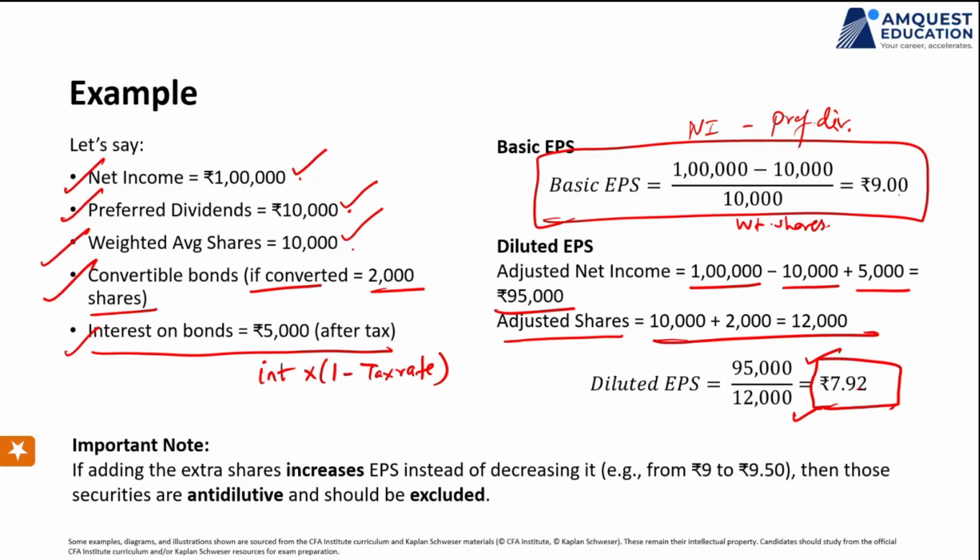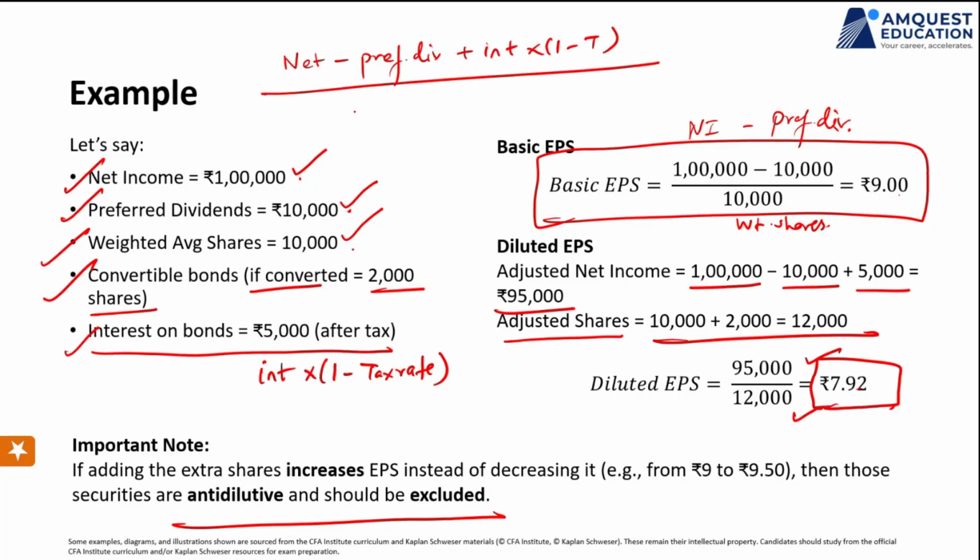But if adding the extra shares increases EPS instead of decreasing it, then those securities are anti-dilutive and should be excluded from our calculation of diluted EPS. So in this question, there was only debt. Therefore, we just use half of the equation. We said net income minus preferred dividends plus only one part of the equation, interest into 1 minus tax, divided by weighted average common shares plus debt-related shares. We have only used part of the equation. We have not used the full equation.